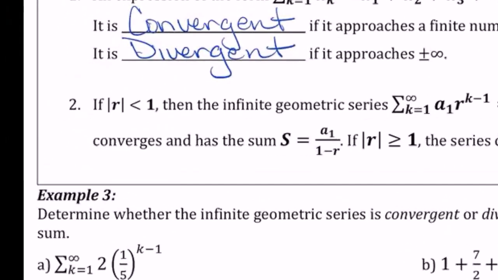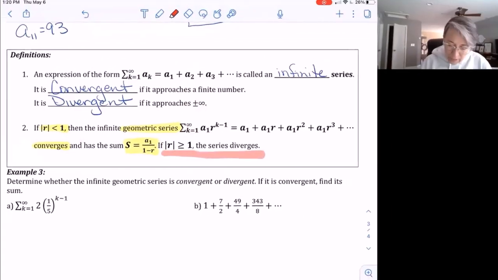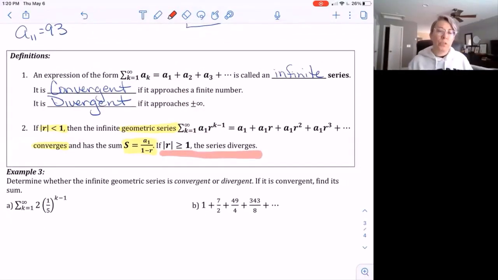If your common ratio, the absolute value, is less than 1, then the infinite geometric series, so that's an important thing here, converges. And we can actually find the sum by taking the first term and dividing it by 1 minus r. On the contrary, if the absolute value of r is larger than 1, then the series diverges. In other words, it goes either towards infinity or negative infinity.